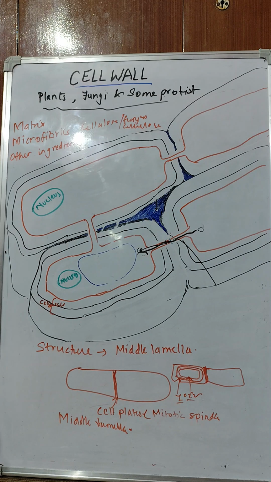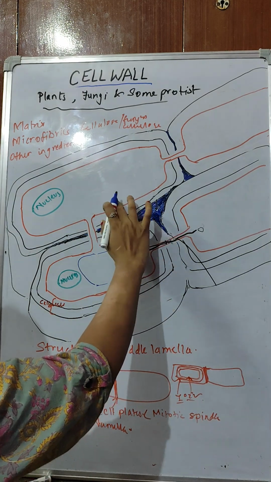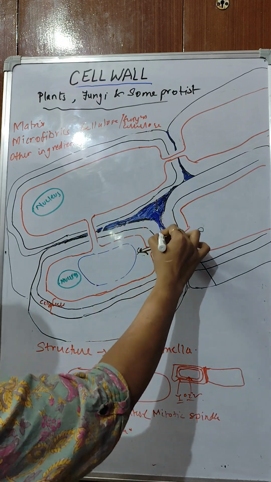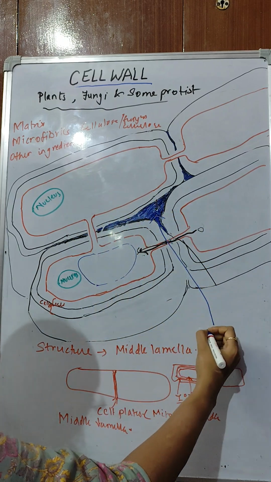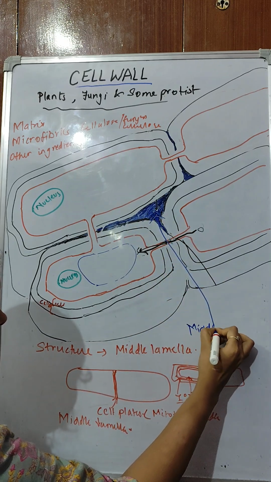So let's see what the middle lamella is. Middle lamella is formed after the cell plate formation. It is a connecting material, or you can say cementing material, which is going to connect two adjacent cells together. Now in this diagram I have shown you the middle lamella. This blue colored portion is actually your middle lamella. You can see the adjacent cells are adhered together with this middle lamella.